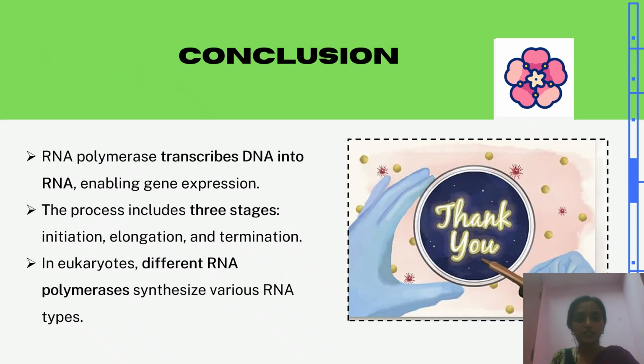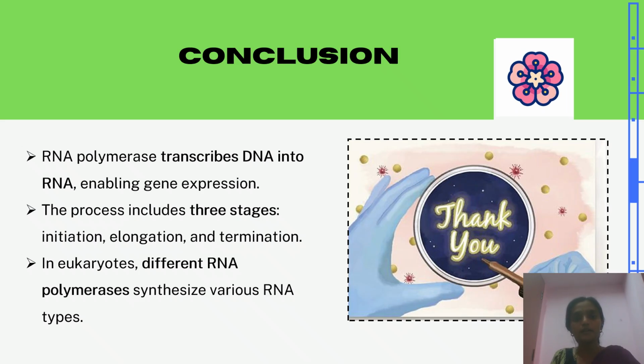The final conclusion: RNA polymerase transcribes DNA into RNA, enabling gene expression. The process includes three stages: initiation, elongation and termination. In eukaryotes, different RNA polymerases synthesize various RNA types. This is the enabler of gene expression, which means transcription ends and translation starts.